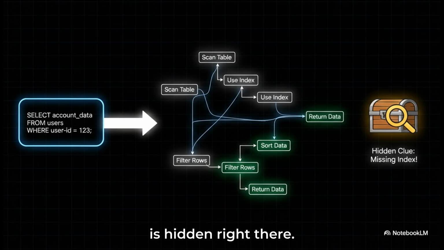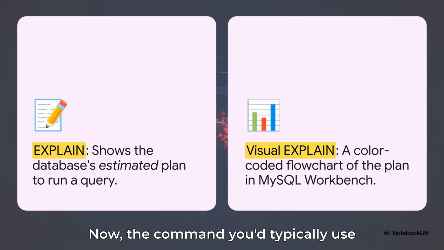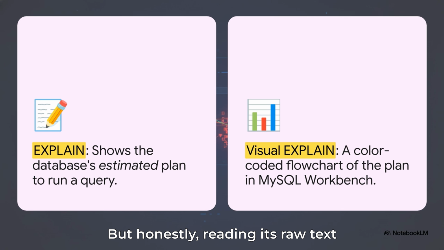And our first big clue is hidden right there, inside that plan. Now, the command you typically use to see this plan is called EXPLAIN, but honestly, reading its raw text output can be, well, a bit tricky. And this is exactly where MySQL Workbench becomes your best friend. It has this fantastic feature called Visual Explain. It takes that dense text-based plan and turns it into a simple color-coded flowchart. It is by far the easiest way to see what's actually happening under the hood.